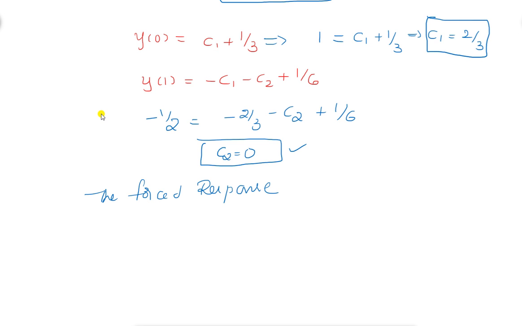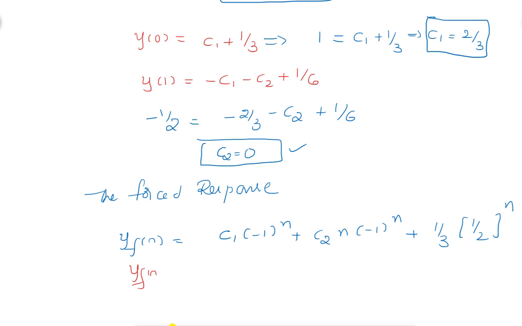The forced response of the solution is given by y of n is equal to c1 into minus 1 whole to the power of n plus c2 into n into minus 1 whole to the power of n plus 1 by 3 into 1 by 2 whole to the power of n. Now by substituting the c1, c2 values, we get the forced response. c1 is equal to 2 by 3 into minus 1 whole to the power of n. The c2 value is 0, so 0 into n into minus 1 whole to the power of n, and 1 by 3 into 1 by 2 whole to the power of n.